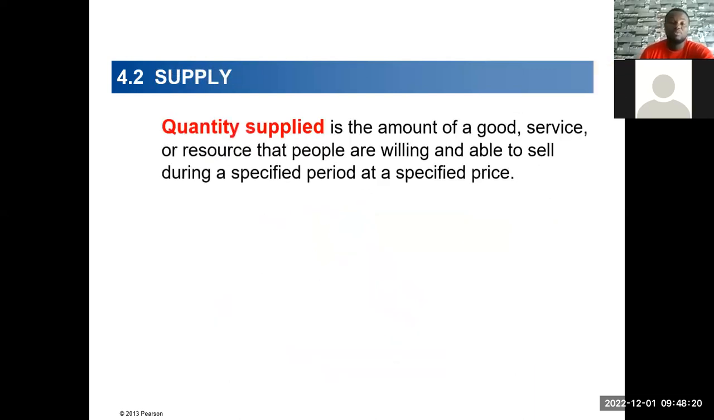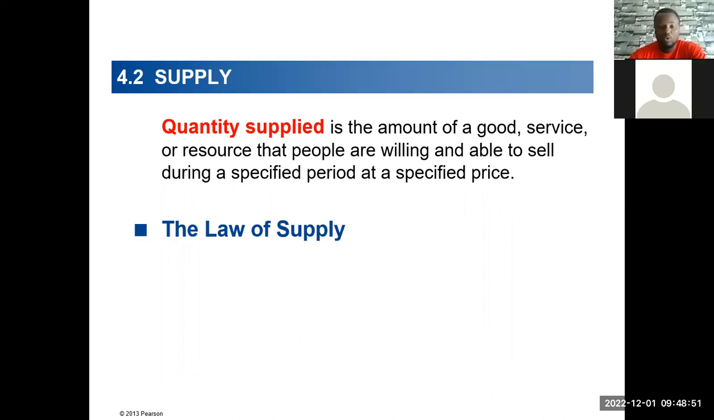Any question before we move on to supply? No. All right, so now let's look at the quantity supplied. This is the amount of a good, a service, or a resource that people are willing and able to sell during a specific period at a specific price. So this too should be backed by willingness and ability to sell. Here we are talking about sellers. The quantity that they wish to offer for sale is what we call the quantity supplied.